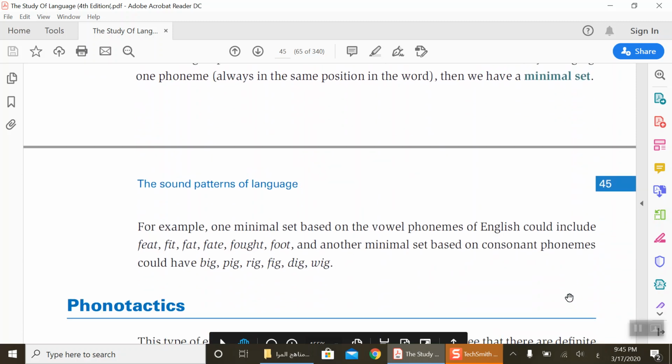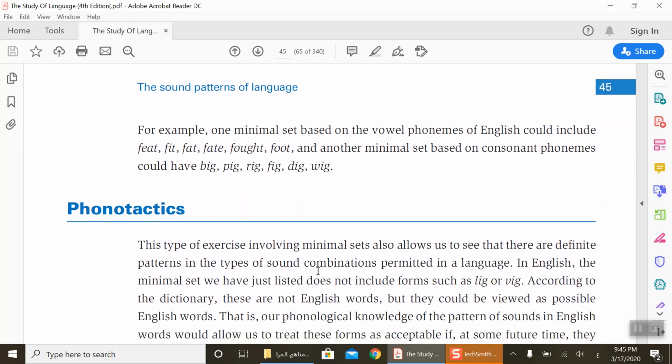For example, feet, fit, fat, fate, fought, foot, you see? Big, pig, rig, fig, dig, wig, okay? مثل hog, rock, bug. هذين يكون all what? Minimal sets. You have so many examples.